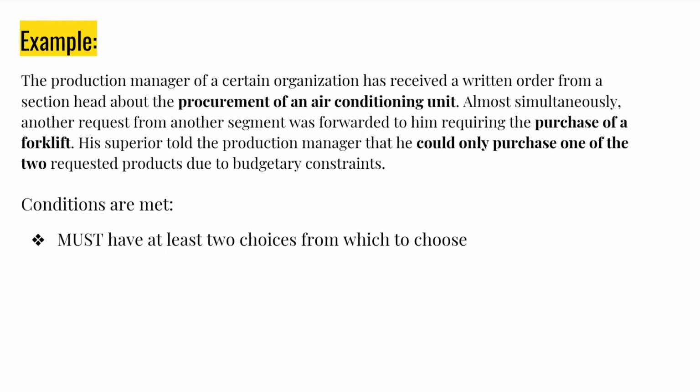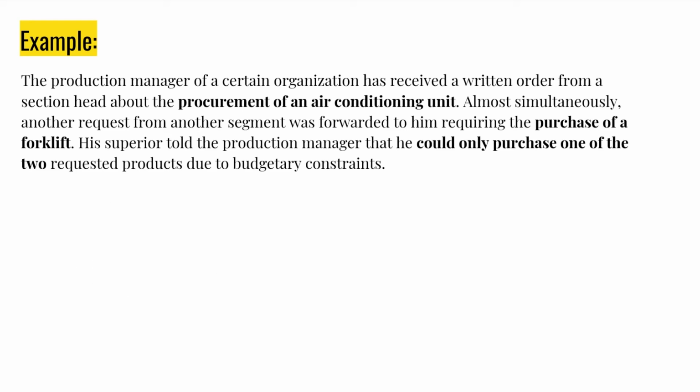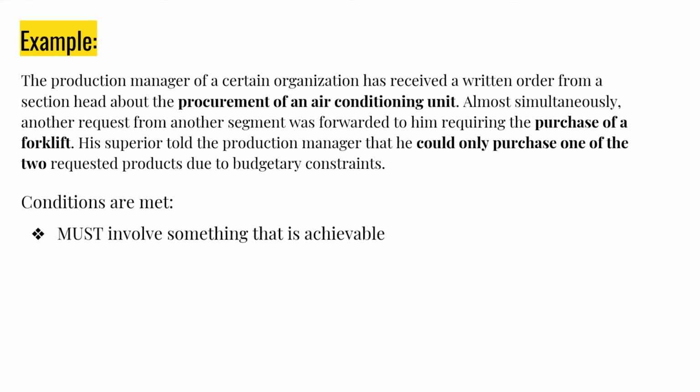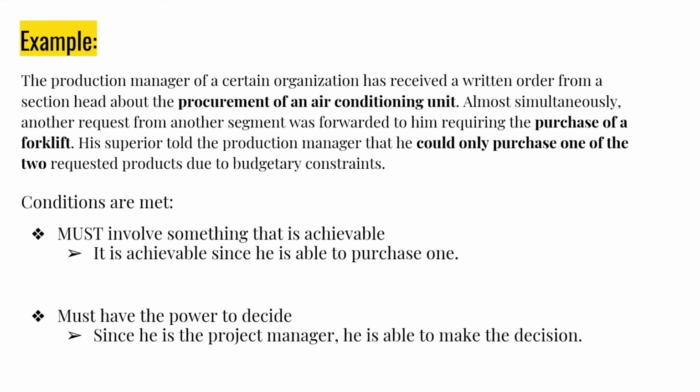You must have at least two choices from which to choose. So there's the procurement of an air conditioning unit and the purchase of the forklift. It also must involve something that is achievable. It is achievable since he is able to purchase one of the two. And you must have the power to decide. Since he is the production manager, he is able to make the decision.